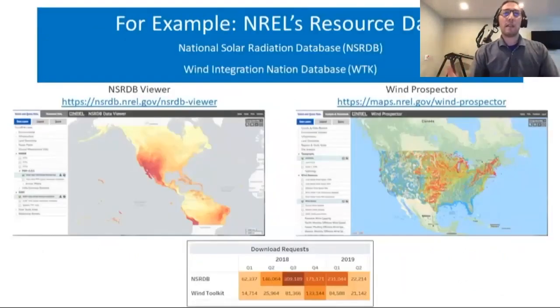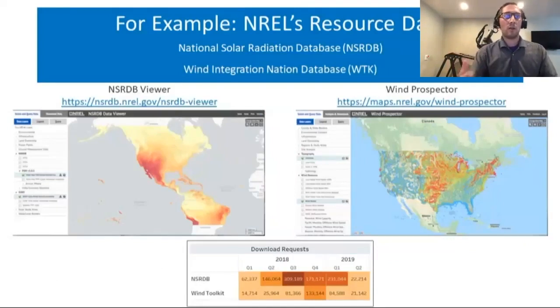So I'm going to give an example of how we have already seen significant gains by using this approach. NREL's two premier resource data sets are the National Solar Radiation Database, which is now a 21-year data set of solar radiation data for most of the Western Hemisphere, and the Wind Integration National Data Set, which is 8 years of wind resource data for the contiguous United States.